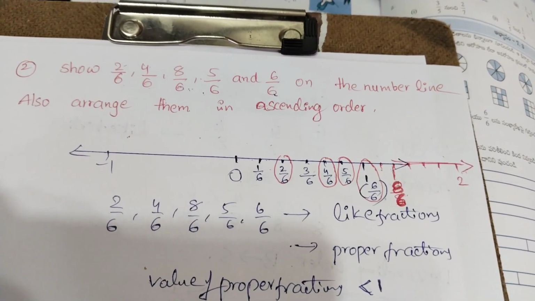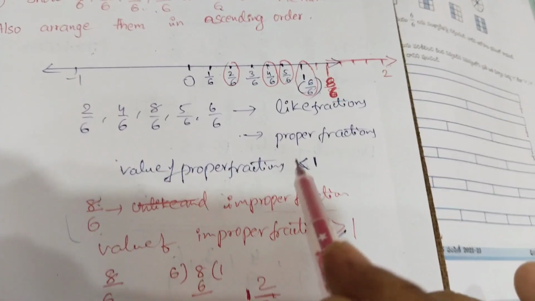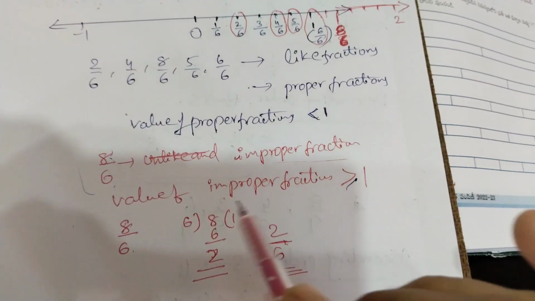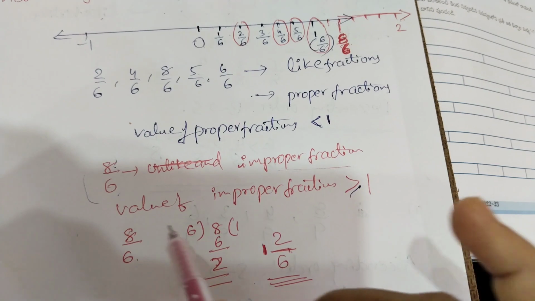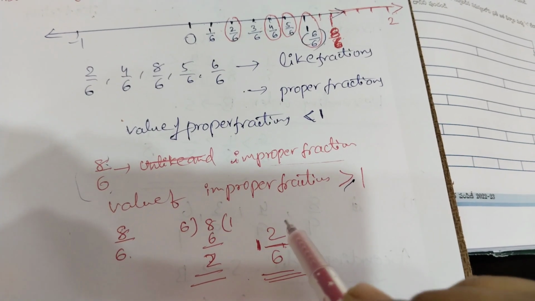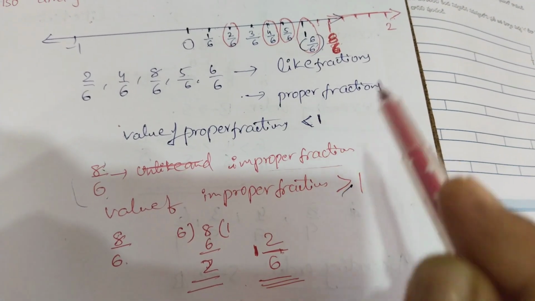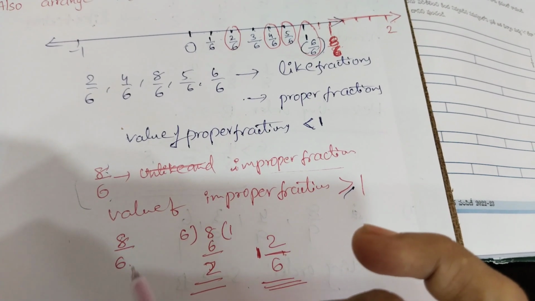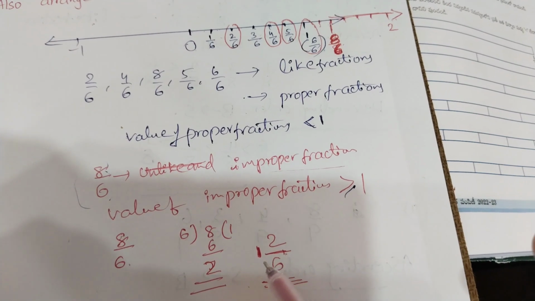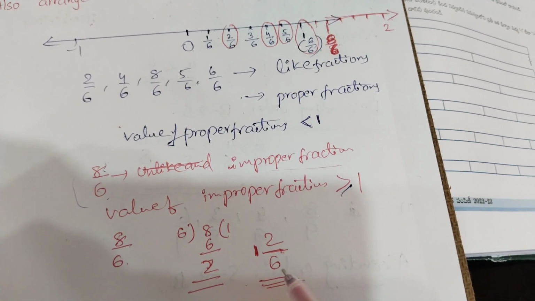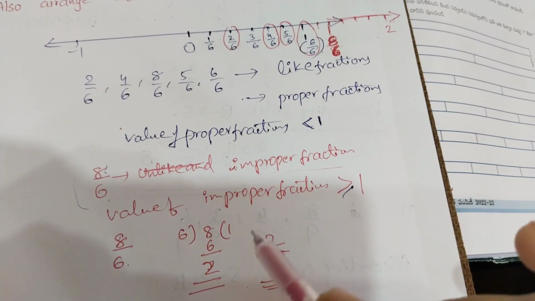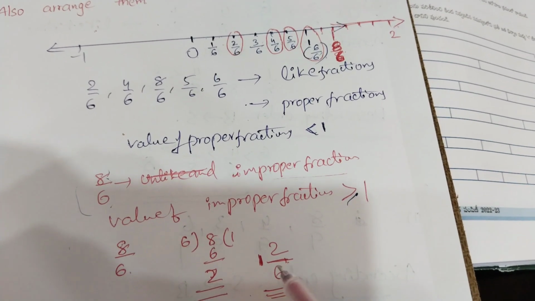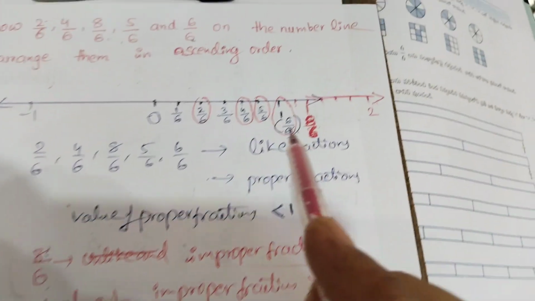Exception for the improper fractions. If the given fraction is an improper fraction, we are going to convert that improper fraction into a mixed fraction, and then we are going to show it on the number line. So if we convert this 8 by 6 as a mixed fraction, we will get 1 2 by 6. 1 is the whole part, 2 by 6 is the fractional part. So we are going to show 1 2 by 6 on the number line.